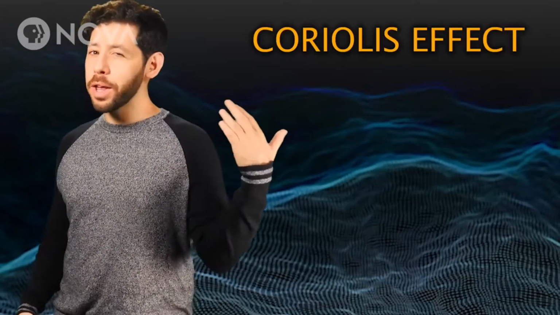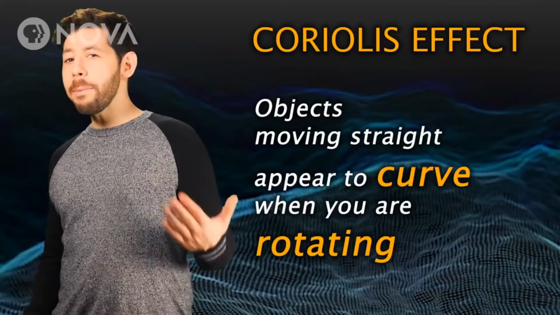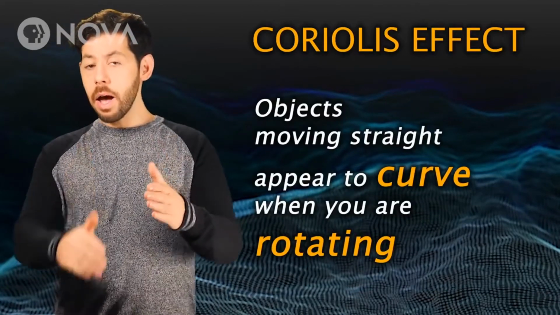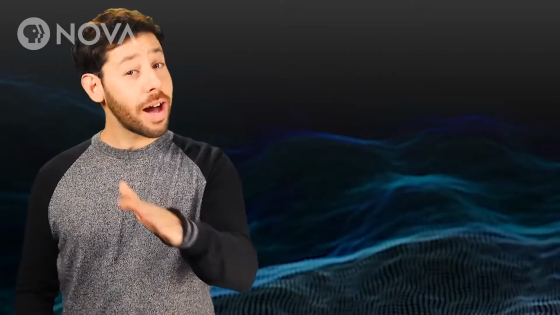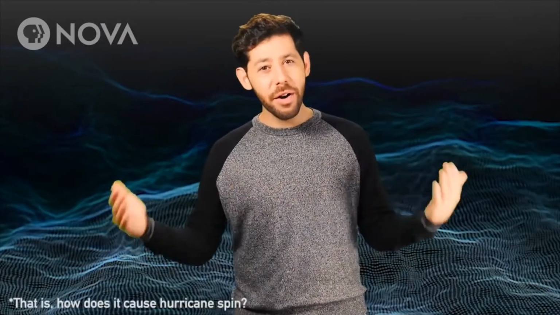So what is the Coriolis effect? Well, it's what happens when objects moving in a straight line appear to curve because you are rotating. And it affects all kinds of things. It bends the paths of missiles and sniper shots. But how does it work, and how does it create hurricanes?